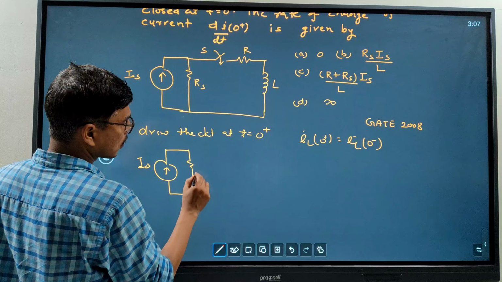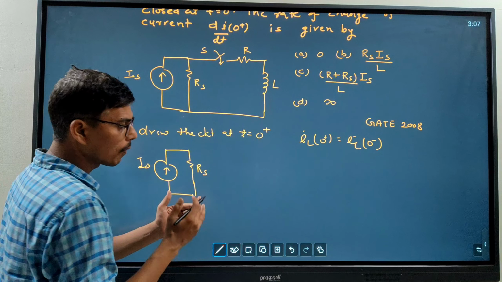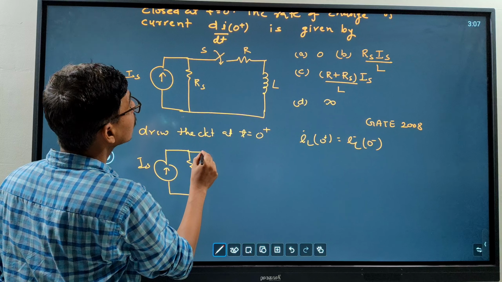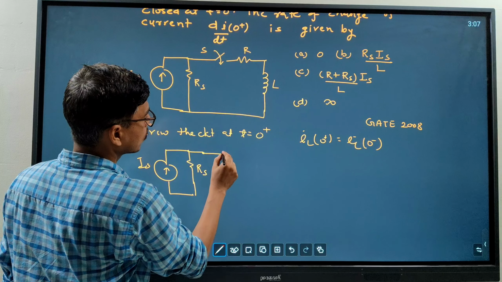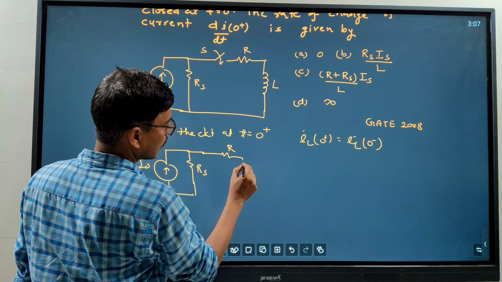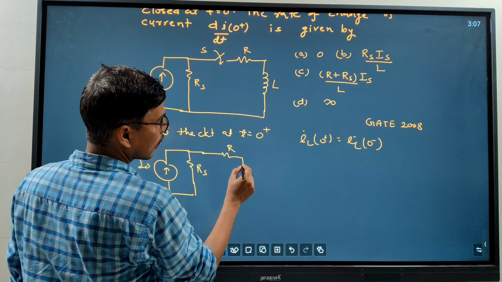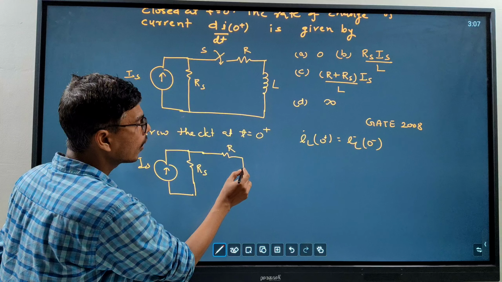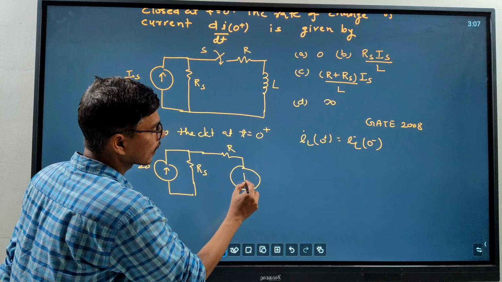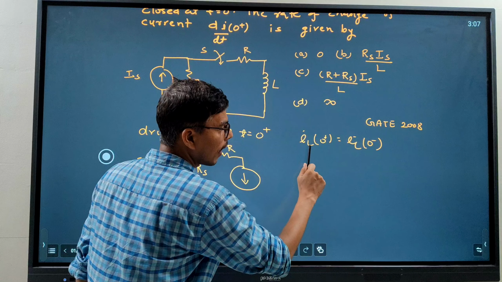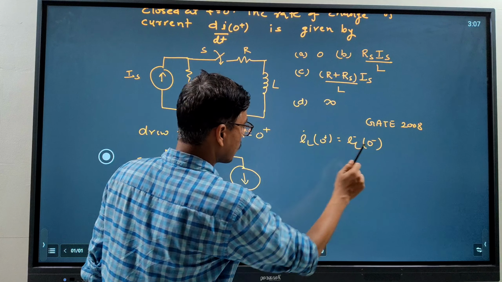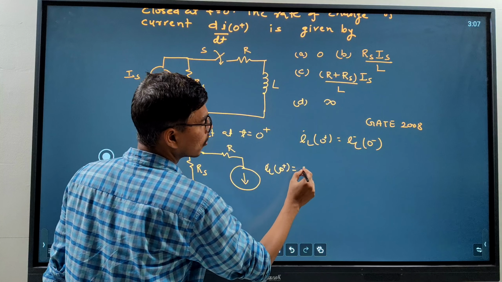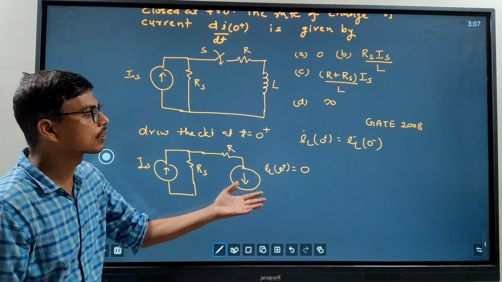Just draw the circuit at t equals 0 plus, and then you can find whatever is asked for t equals 0 plus. Here they have asked the rate of change. So at 0 plus the switch is closed. This is R, and this is the inductor. There is no current. Either you can show it as an open circuit, or as we have discussed, show the inductor as a constant current source. The current at 0 plus equals the current at 0 minus, so it is a constant current source. IL(0+) is 0.